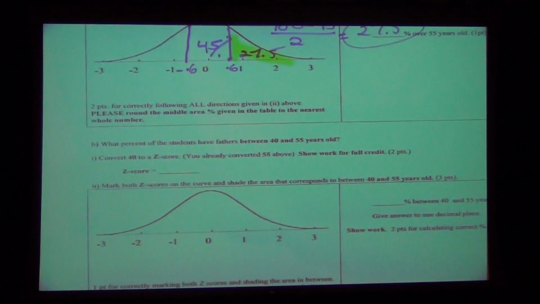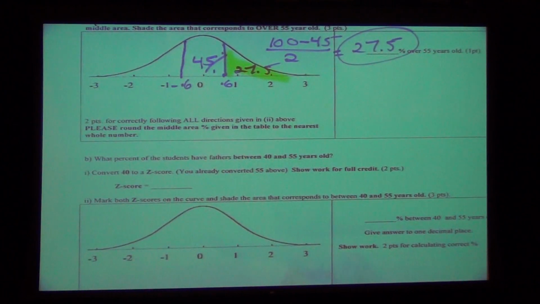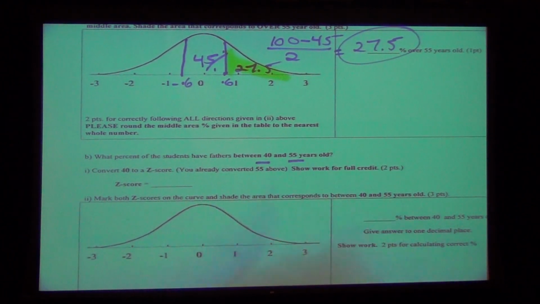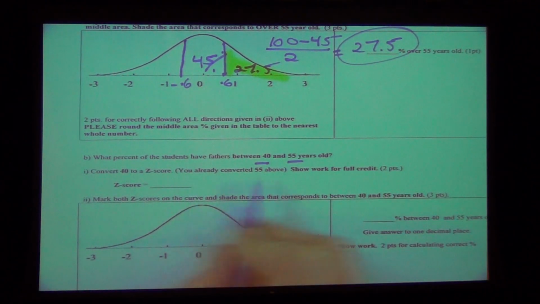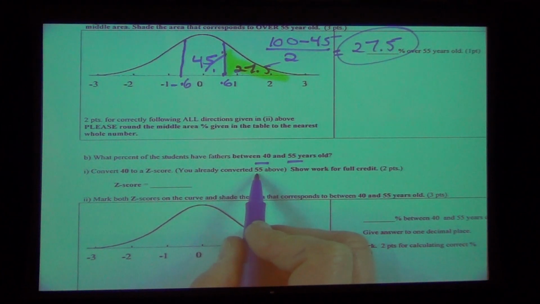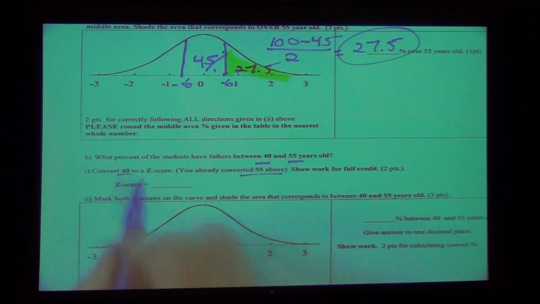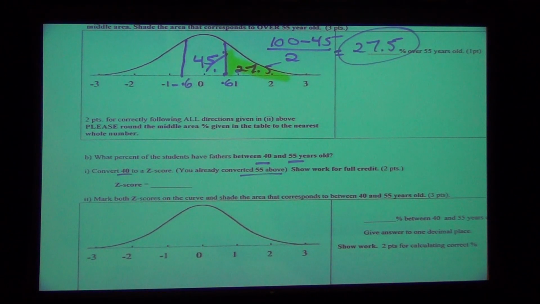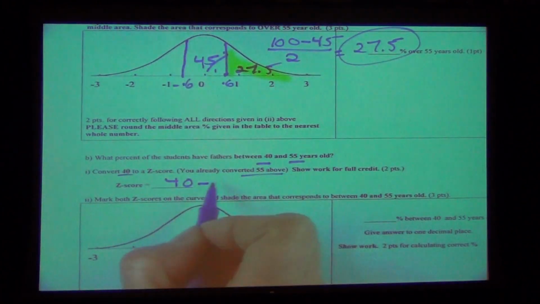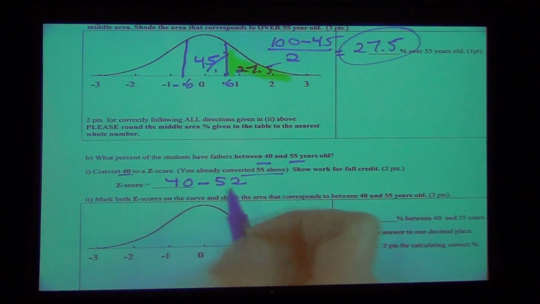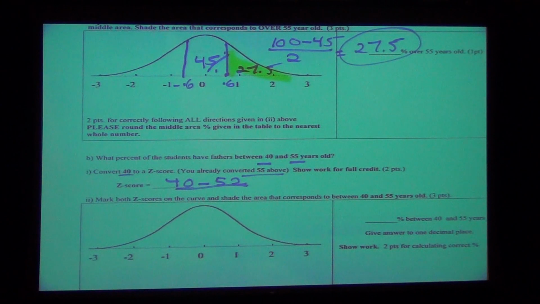What percent of the students have fathers between 40 and 55? Now we have 2 endpoints that we have to change to z-scores. Okay? Well, we already did this one. We know this one, but we don't know this one. So we have to change 40 to a z-score. So we'll say 40 minus, go way back up to the 52, 40 minus 52 divided by our standard deviation.